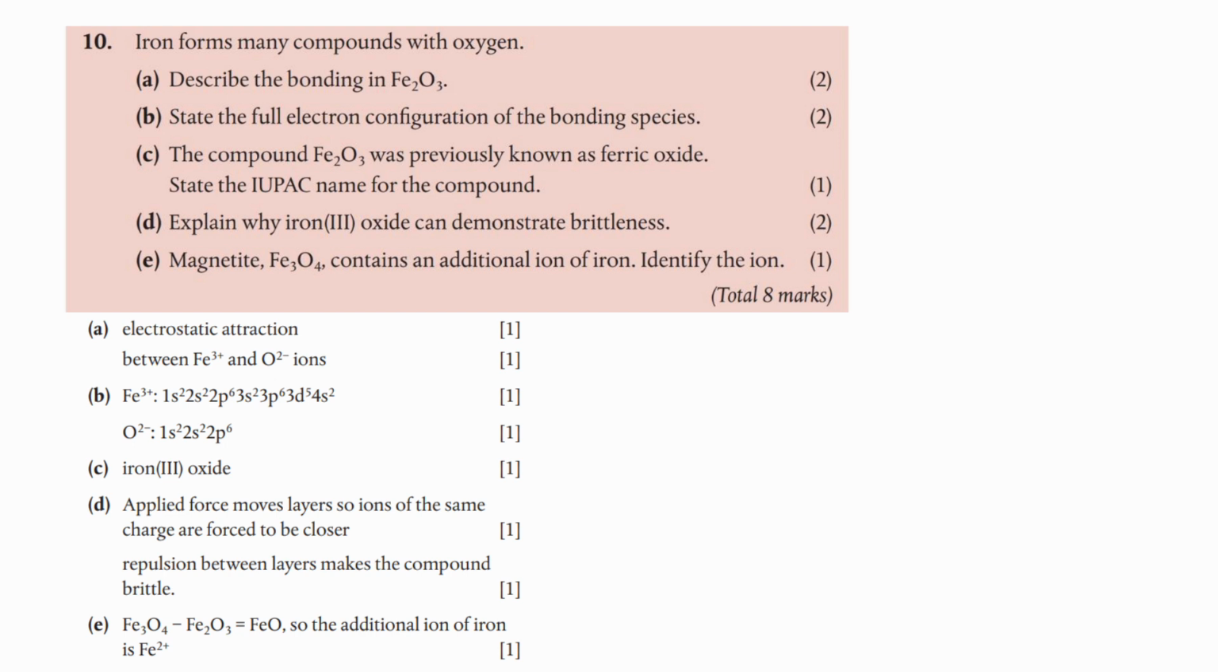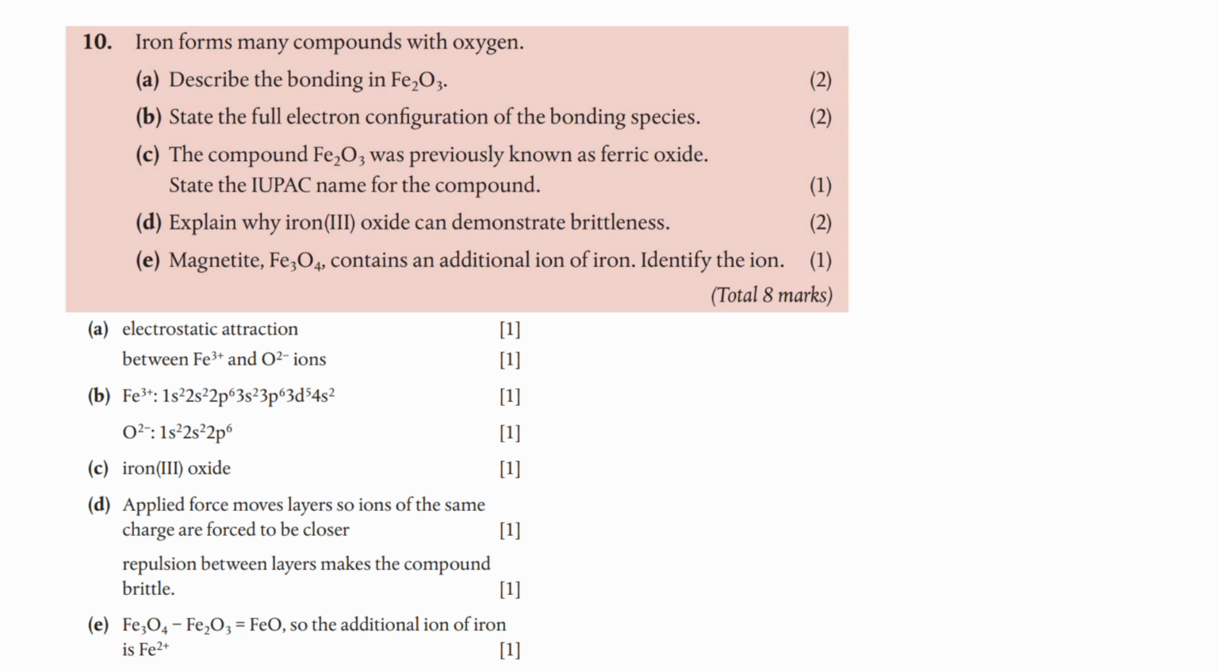All right, D says explain why iron(III) oxide can demonstrate brittleness. Ionic compounds demonstrate brittleness because when you apply force to them, it moves the layers so that charges of the same magnitude are next to each other, like your cations or your anions. And when they are forced to be closer to each other, that means that they are very repulsive. There's a lot of repulsion going on between those same charged ions, and that's going to make the compound brittle.